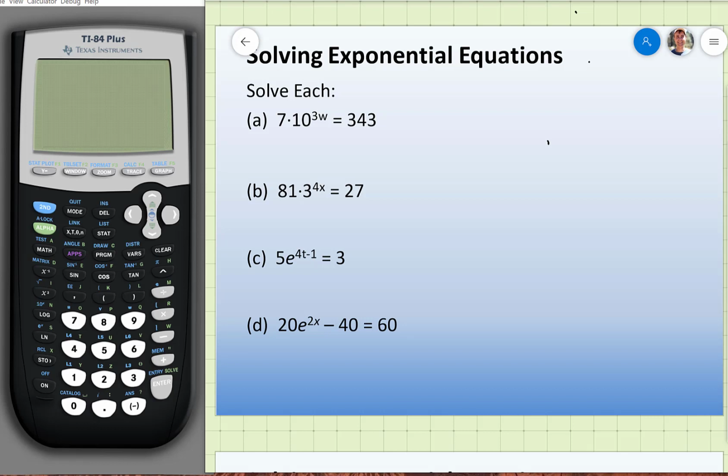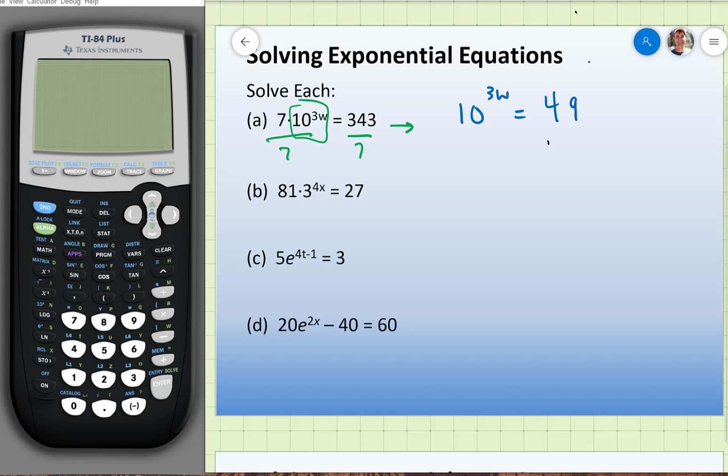Now the game plan is to get the exponential by itself. Everything with the exponential has to be removed. Okay, well that's easy to get started. Let's divide by 7. And once we've done that, we have 10 to the 3w equals, that is going to be, I'm spacing out here. Yeah, 49.